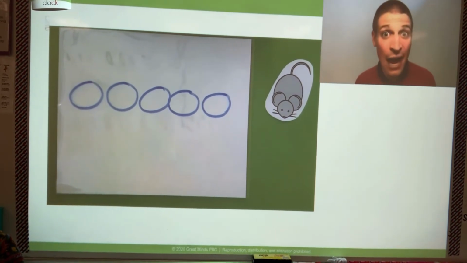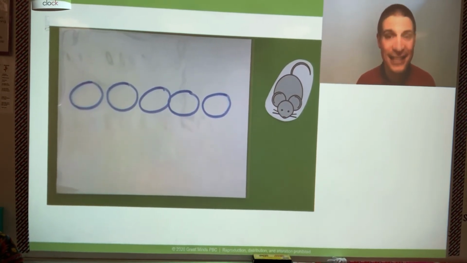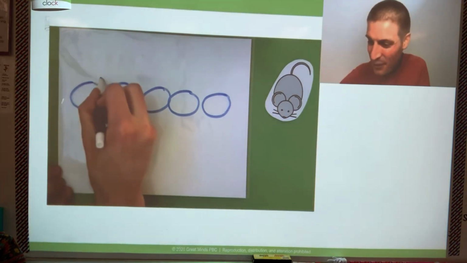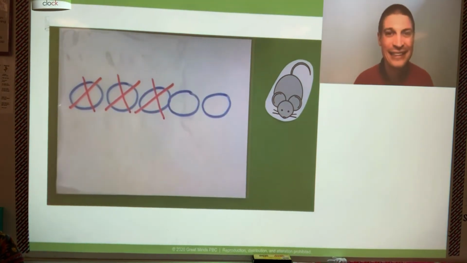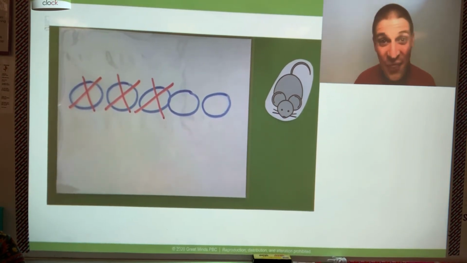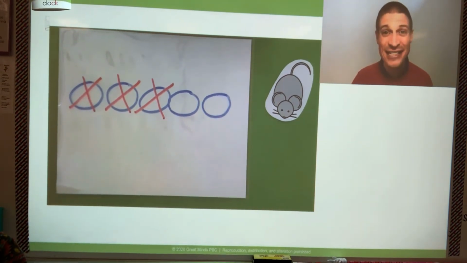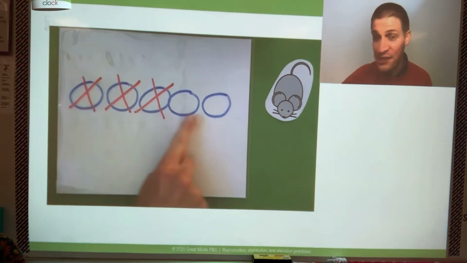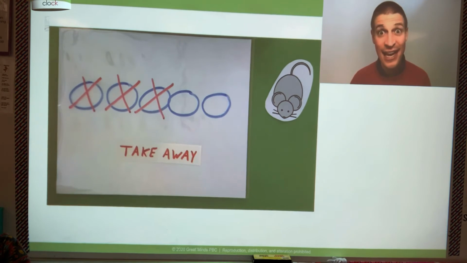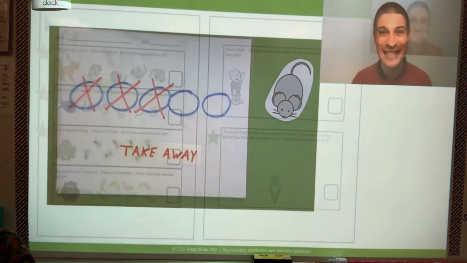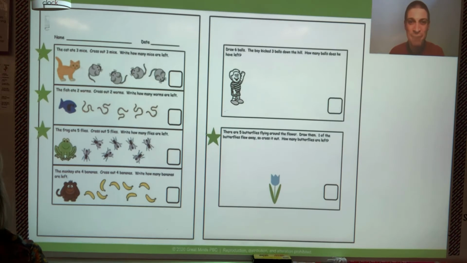Yes, we could cross out 3 pieces of cheese. Let's do that. 1, 2, 3. How many pieces of cheese are left? Think. Say it. Yes, Mr. Hammer has 2 pieces of cheese left. 5 pieces of cheese, take away 3 pieces of cheese, is 2 pieces of cheese. Excellent. Let's take a look at the problem set.